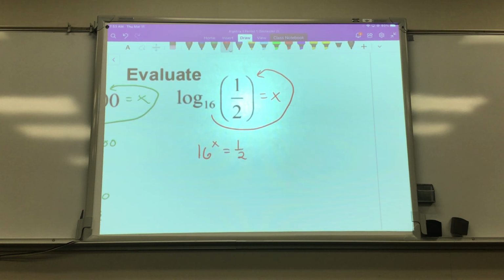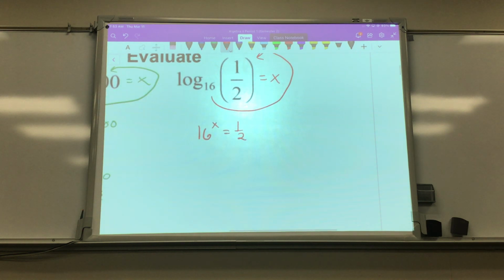Okay? So, what I would do, this is definitely one where I would rewrite the bases. Okay, you see 2, right? Get them so they have a base of 2. 2 to what power is 16? 2 squared is 4, 2 cubed is 8, 2 to the 4th is 16, right? So 2 to the 4, then you take that to the x power.